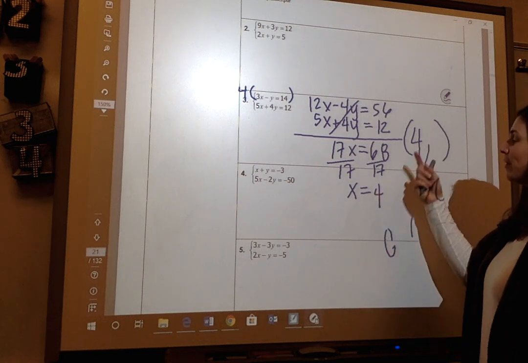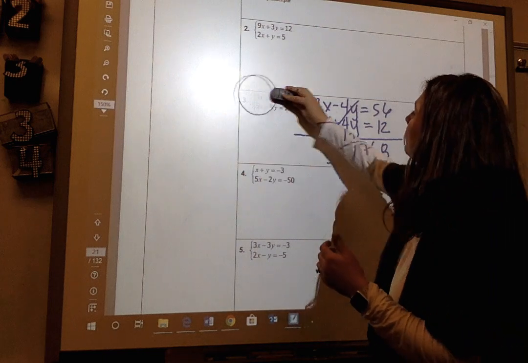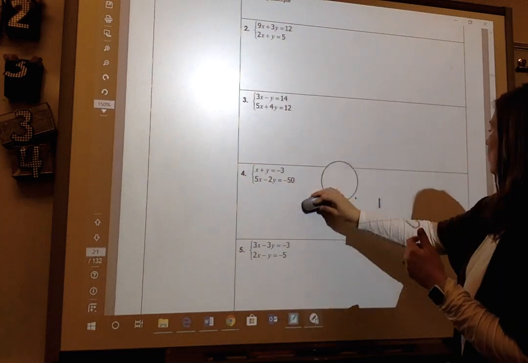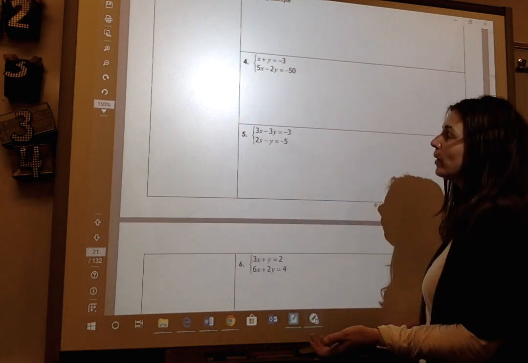Okay, so 4, and then, of course, you would go back, plug it in, and then solve for y. Let's take a look at number 5. So what would I do here?